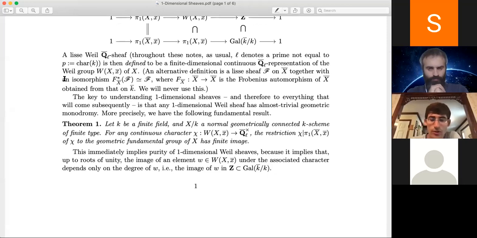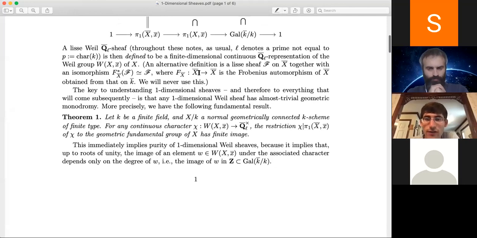And you can give this alternative, somewhat more natural definition in terms of actual sheaves, which is just you have a sheaf on X base-changed to the algebraic closure, together with an isomorphism of this sheaf with its Frobenius pullback, where this Frobenius is the one on X obtained via the one on K bar. Okay, we'll never use that definition. Everything will be in terms of representations.